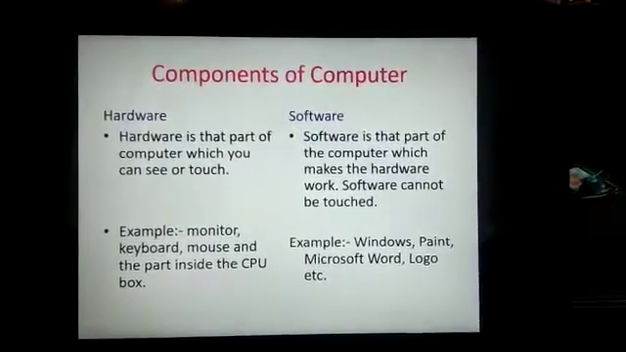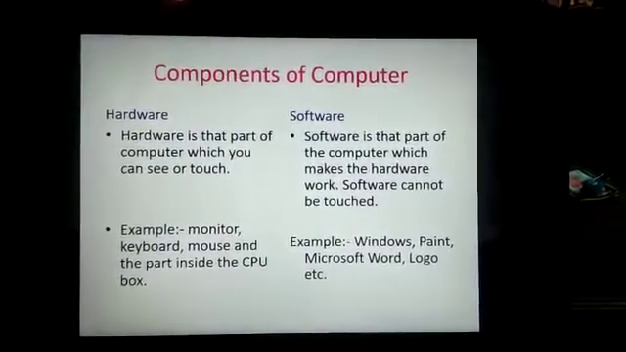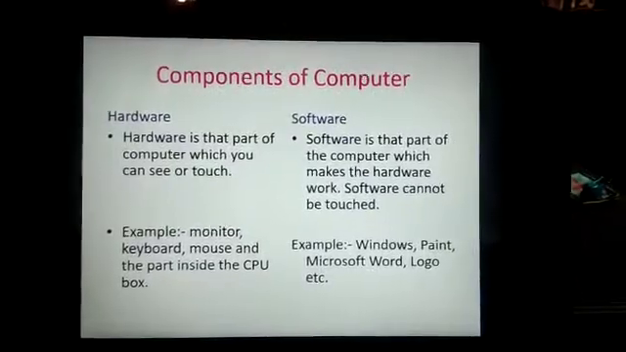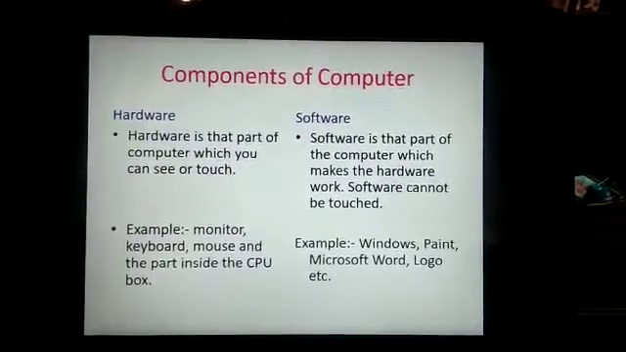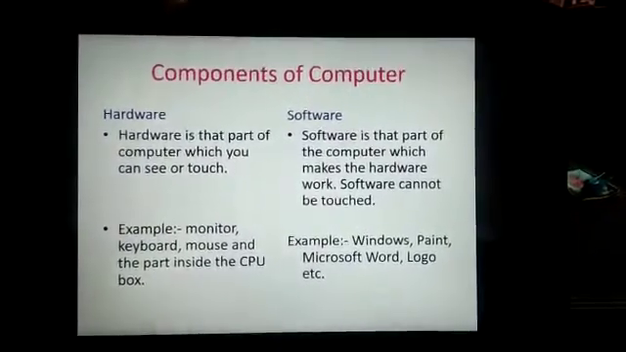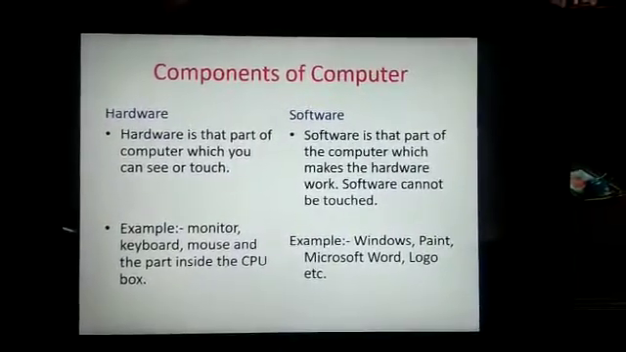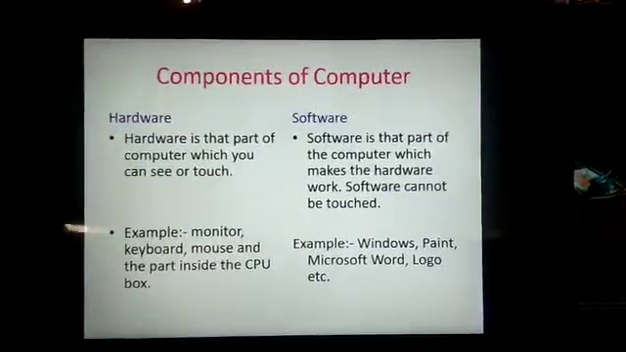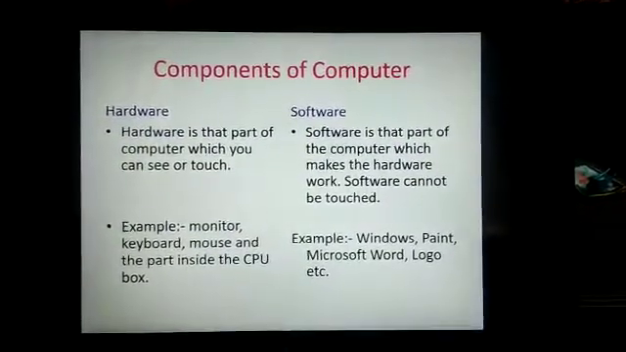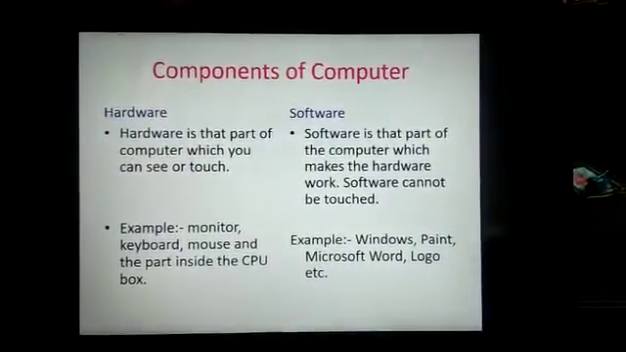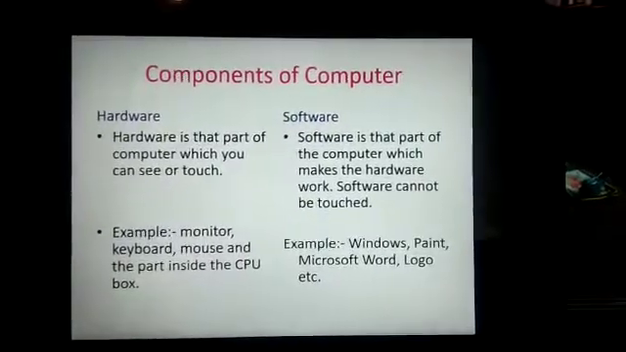Software. Software is that part of the computer which makes the hardware work. Software cannot be touched. For example, Windows, Paint, Microsoft Word, logo, etc. All these are software or programs. We work on them but we cannot touch them.